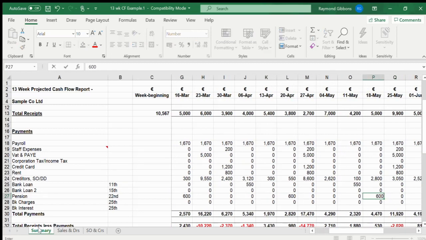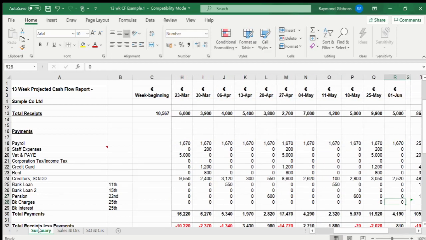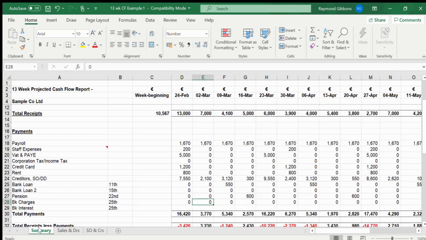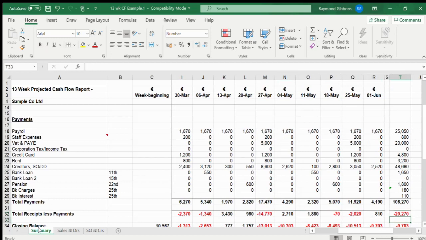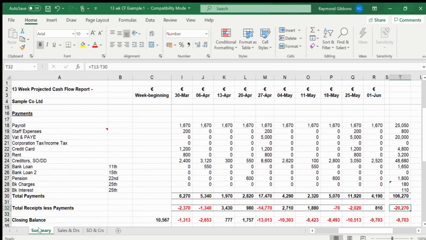Finally, we enter the bank charges and bank interest that are paid quarterly, and they're due out on the 25th of March. So we go to the week beginning the 23rd of March and we enter €180 for the bank charges and €110 for the bank interest. And that's our cash flow complete for this 13-week period. With a bit of practice, it'll get a lot easier.